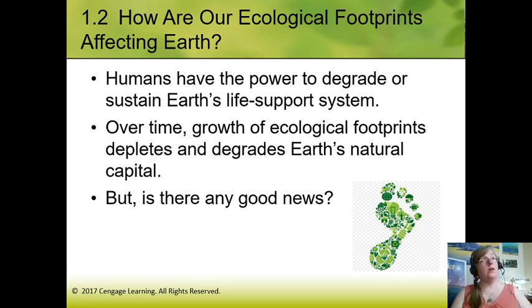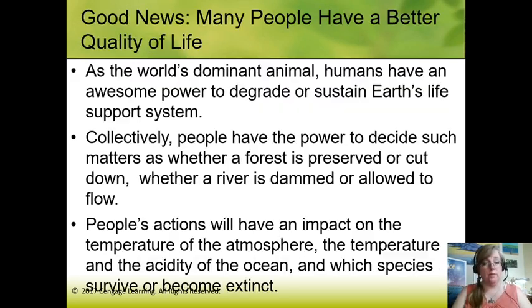But we want to know, environmental science is always talking about doom and gloom, where the glaciers are melting, the animals are dying, and everything is horrible, and climate is changing, and all of that stuff is true. But is there any good news? All right, there's a little bit. Okay, the good news is right now a lot of people have a much better quality of life than ever in the whole history of the world.